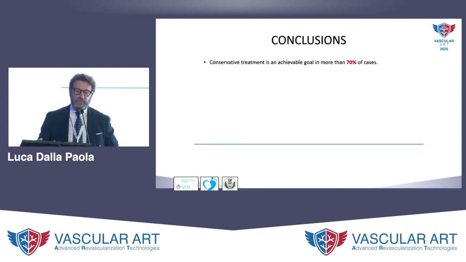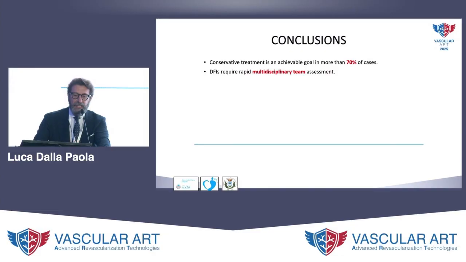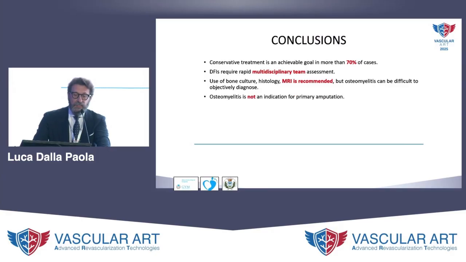So, in conclusion, conservative treatment is an achievable goal in more than 70% of cases of infection and osteomyelitis. Diabetic foot infection requires rapid multidisciplinary team assessment. Use of bone culture, histology, and MRI is recommended, but osteomyelitis is sometimes difficult to objectively diagnose. Osteomyelitis is not an indication for primary amputation.